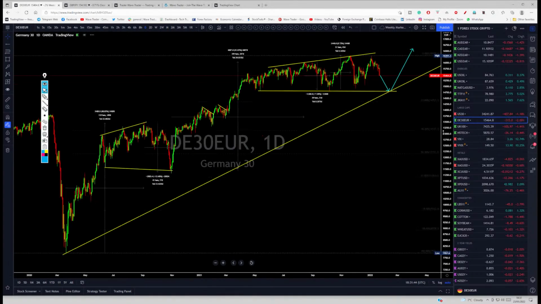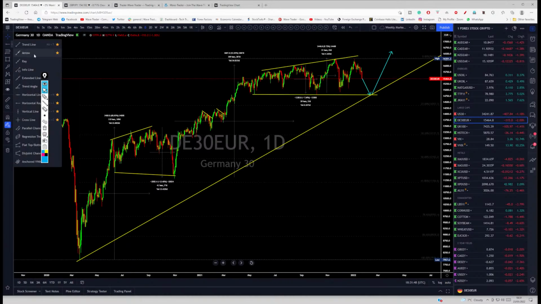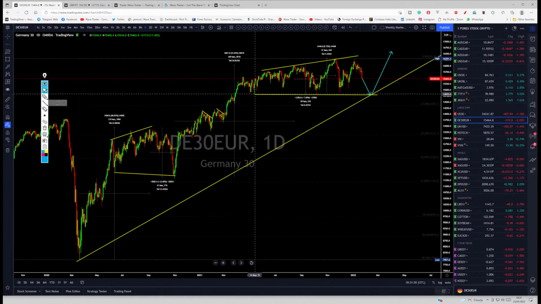Okay, so same goes with the German 30. Last week I was talking about this to drop. Okay, so it's dropping, more downside is possible. Okay, do not chase it at this. So let the price visit that low.